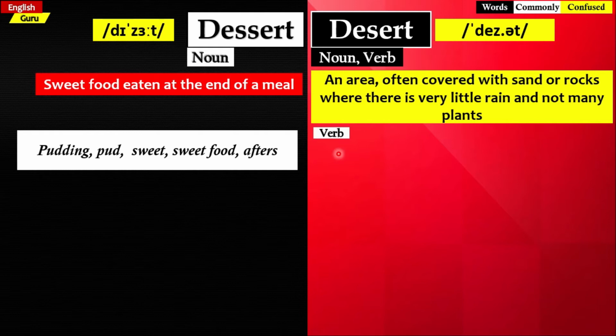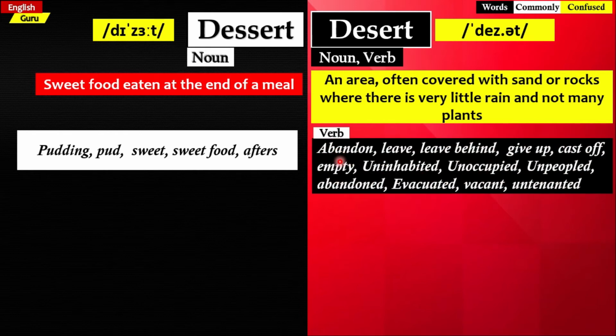And the synonyms for desert when it is used as a verb are abandon, leave, leave behind, give up, cast off, empty, uninhabited, unoccupied, unpeopled, abandoned, evacuated, vacant, untenanted. These are all the words which give the same meaning as desert when it is used as a verb.